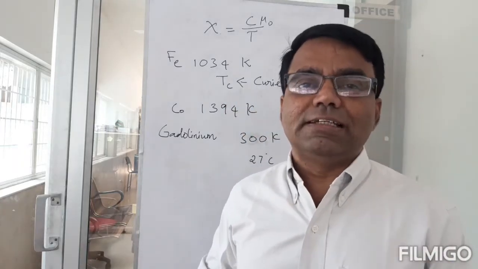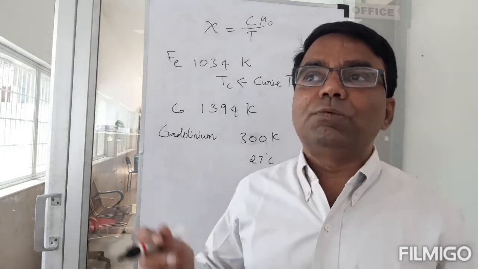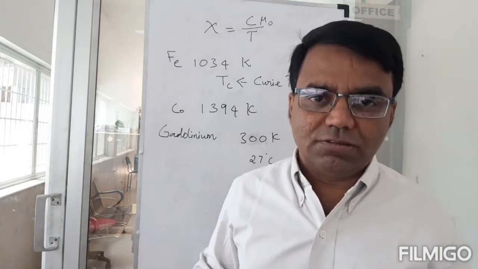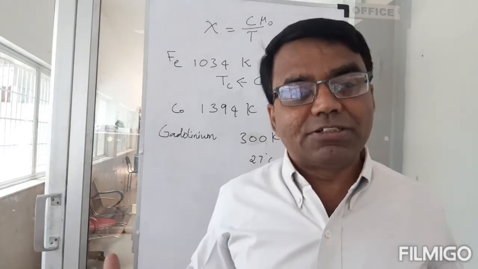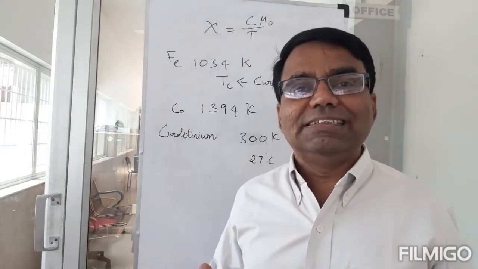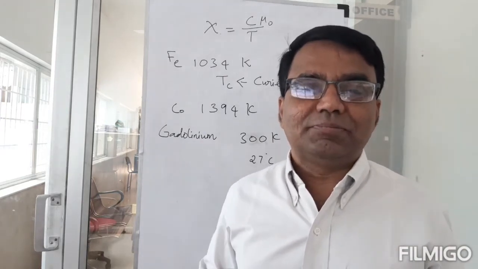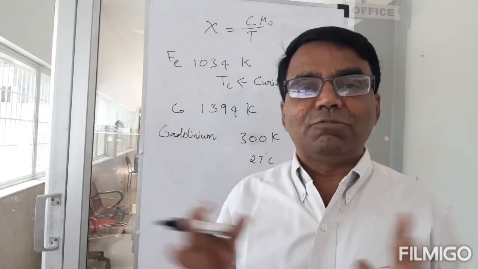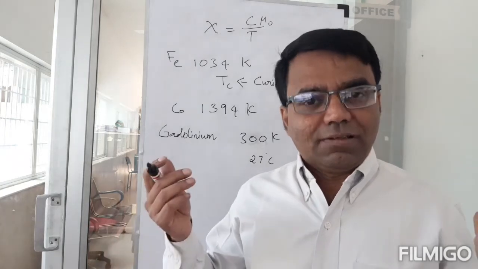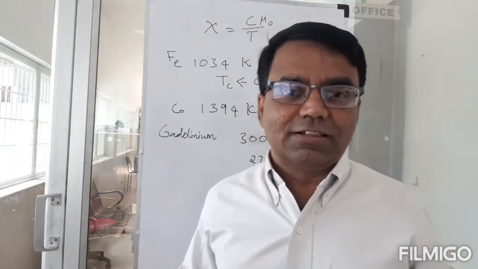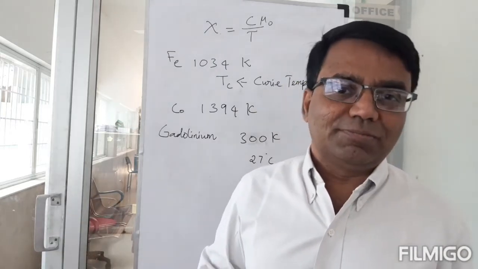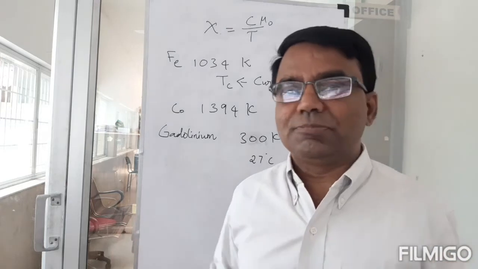So they jokingly say, if you take gadolinium, it would be a ferromagnetic material in winter and a paramagnetic material in summer. So it depends on the month. So in November, December, it's going to be a ferromagnetic material, but in June, July, it will be a paramagnetic material. So that's the joke about it.